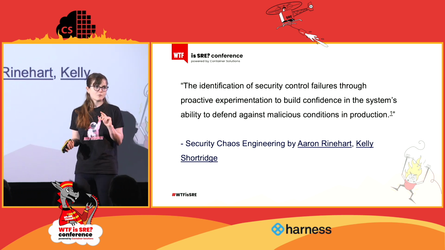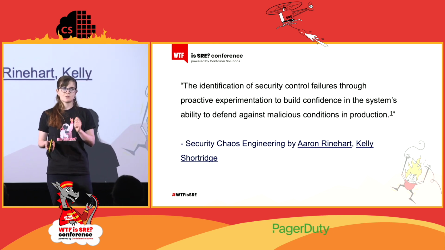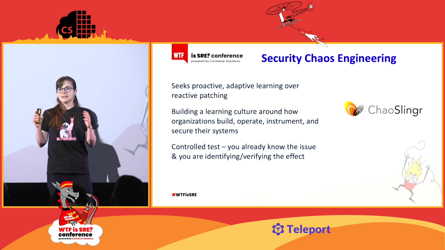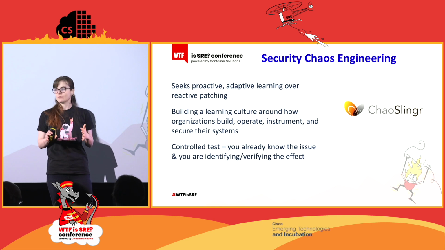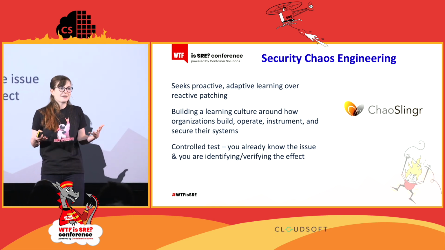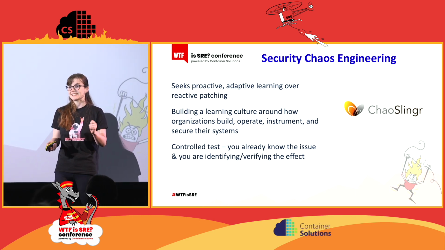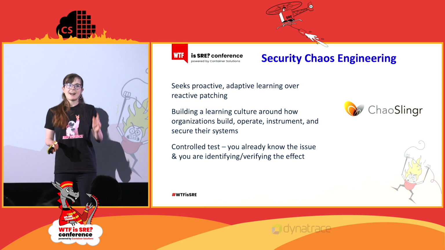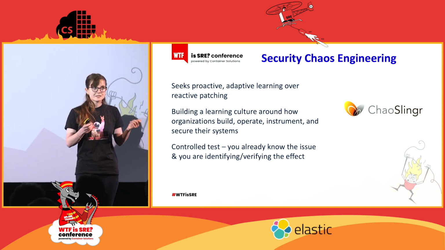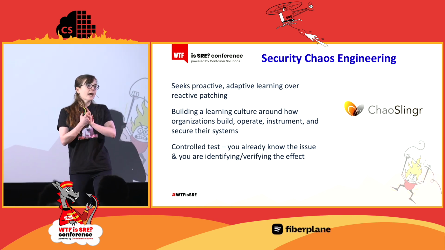This is taken from a report from 2020 by Aaron Rinehart and Kelly Shortridge. They also just published a book around the same topic. Now, a little bit more about security chaos engineering, what it's about. It's not really a new term, but it's not talked about a lot. There was a project called ChaoSlingr that implemented security chaos engineering. It's now archived on GitHub. At least that's what the GitHub repository says, there are some organizations that forked it and then built their own frameworks around it.